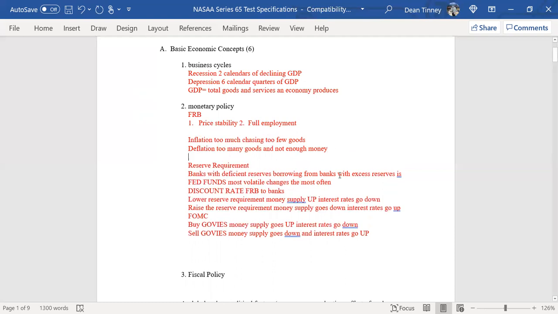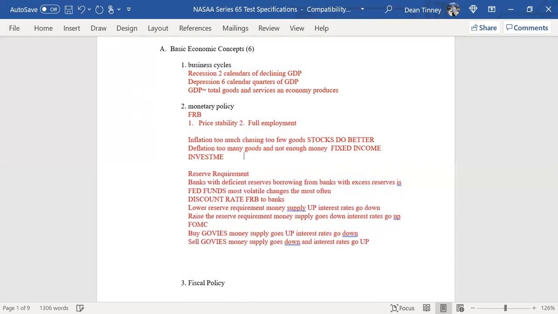And we said that inflation is bad, deflation is bad. I would add a note here. Stocks do better than other investments in this kind of environment. Sometimes on your test, they might say, what's the best inflation hedge? And that would be stocks. And here, fixed income investments do better. Or I could do vice versa, right? Stocks do worse in deflation and fixed income does badly in inflation. So either version of that.